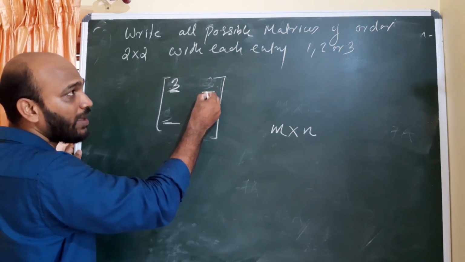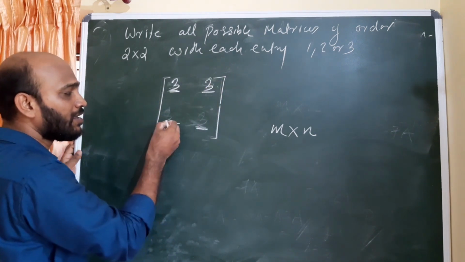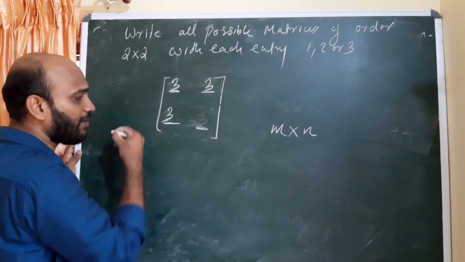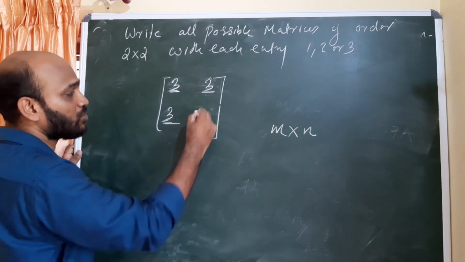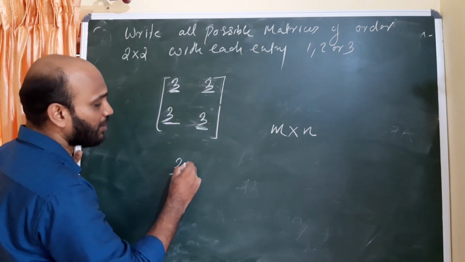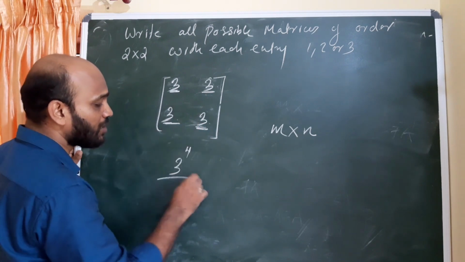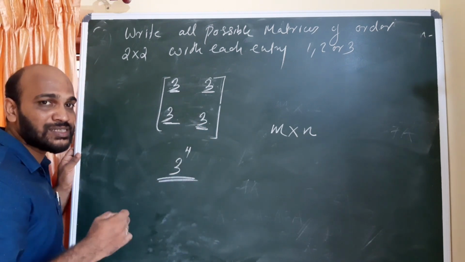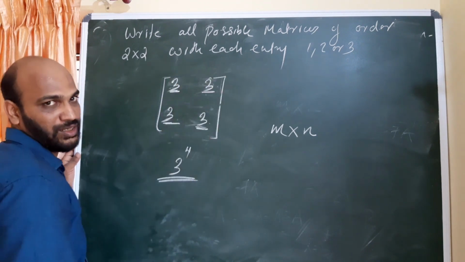And A12, any of the 1, 2 or 3 we can write here. So again 3 ways. A21, 3 ways. A22 also, any of 1, 2 or 3 we can write. So 3 ways. All together, how many ways? 3 into 3 into 3 into 3. That is 3 raised to 4 ways. 3 raised to 4 different matrices we can form by using elements 1, 2 or 3.